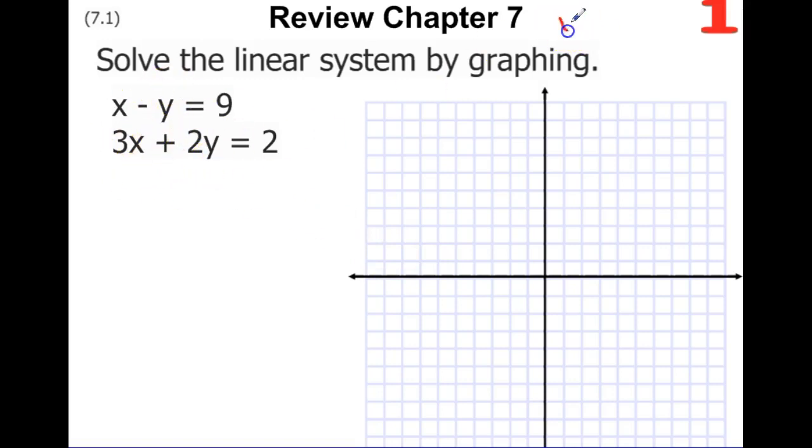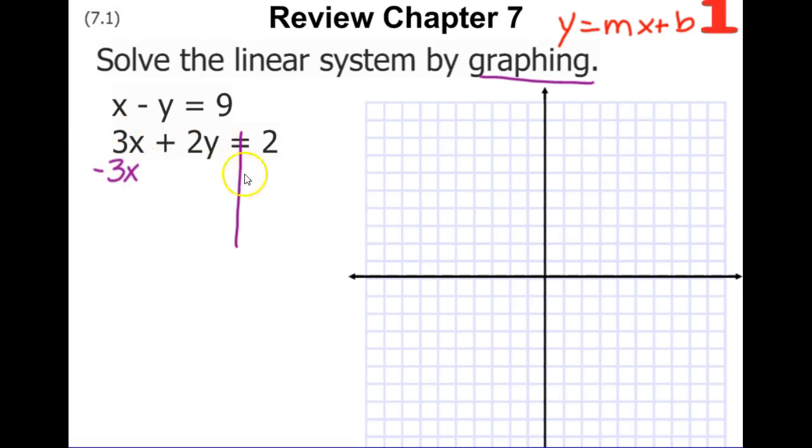In order to graph, we need to have both equations solved for y. If you want to use another method to check your answer, you can, but you need to actually graph it because it says solved by graphing. I'm going to solve this bottom one first because it's easy to solve right below.